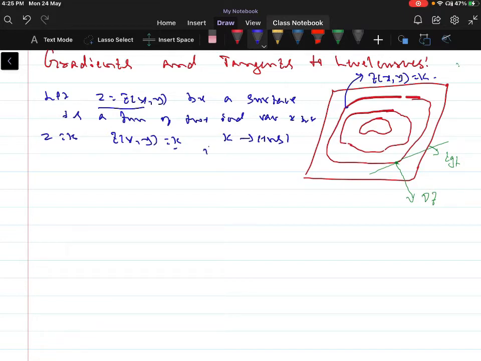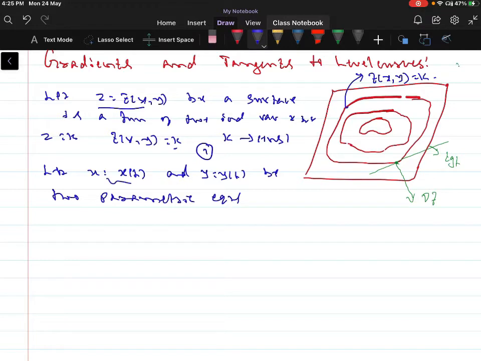Let us take this as equation 1. Now let us define these curves parametrically. Let x is equal to x of t and y is equal to y of t be two parametric equations. These two parametric equations will define the curves on the xy plane.